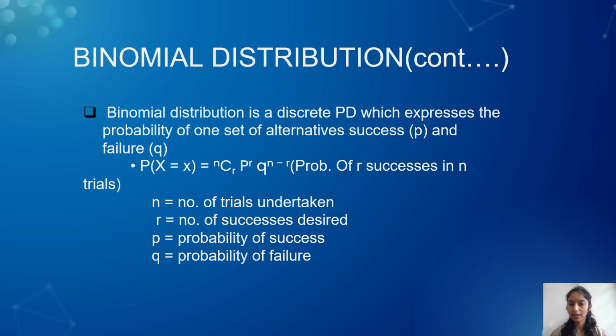Binomial distribution is a discrete probability distribution which expresses the probability of one set of alternatives, success P and failure Q. The probability of binomial distribution is equal to nCr, P to the power r, Q to the power n minus r, the probability of r successes in n trials. n is the number of trials undertaken, r is the number of successes desired, P is the probability of success, Q is the probability of failure.